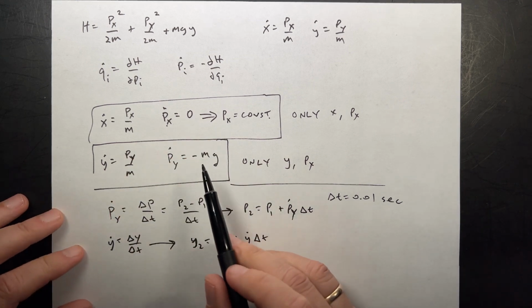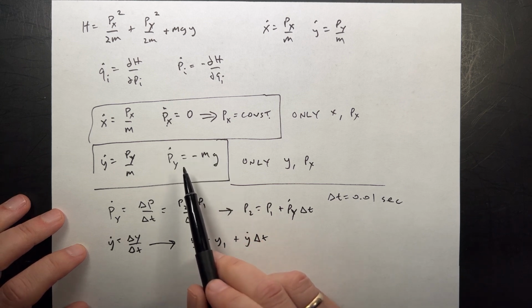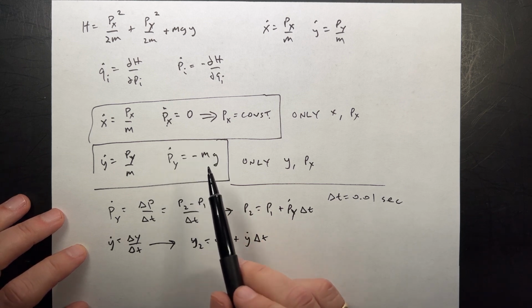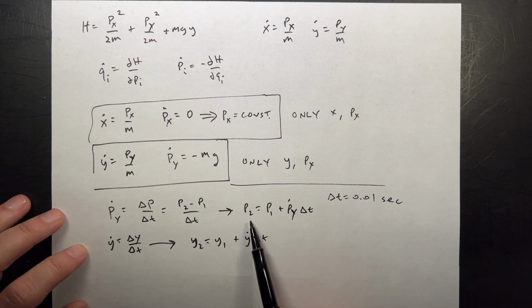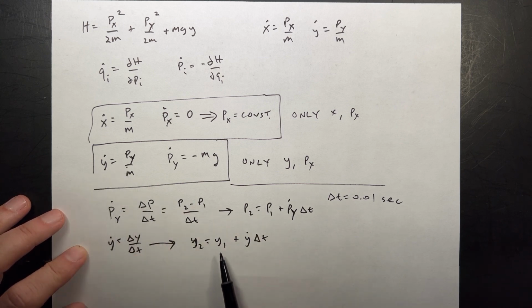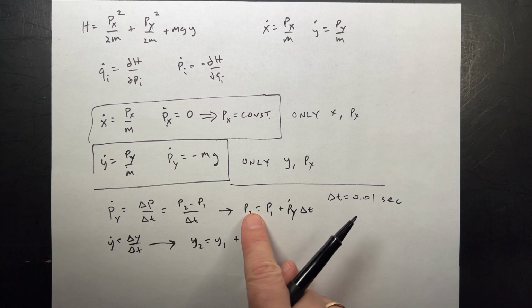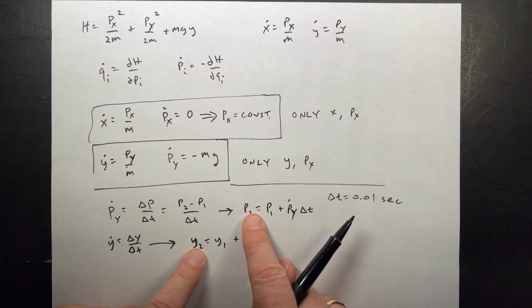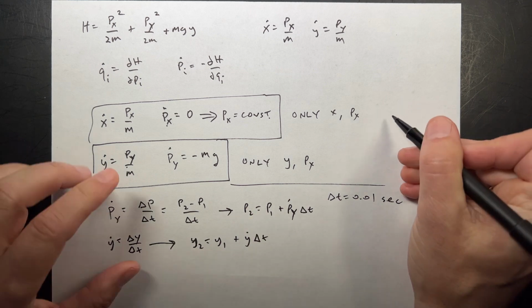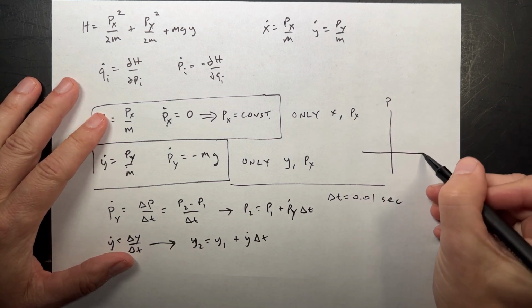So here are the steps. Calculate py dot. It's always the same, but let's just pretend it's not. Use that to update the momentum. Now that I know the momentum, I can use that to find y dot. Now that I know y dot, I can update y. And then I keep doing the whole thing over and over again. But you'll notice that we're calculating p and y, so this is a great opportunity. We're updating p and y to make a phase space plot.